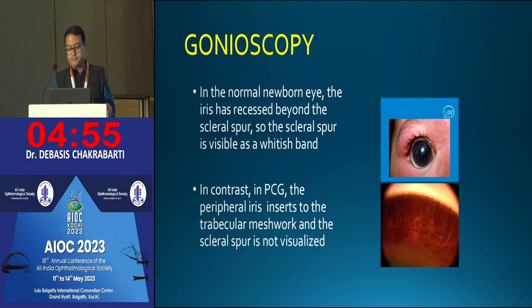Then gonioscopy can be done and should be done when the cornea is clear. It has to be remembered that in the normal newborn eye, the iris has recessed beyond the scleral spur, so the scleral spur is visible as a whitish band. But in contrast, in primary congenital glaucoma, the peripheral iris inserts through the trabecular meshwork and the scleral spur is not visualized.